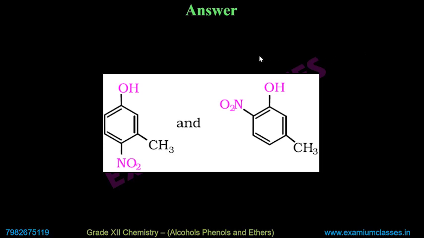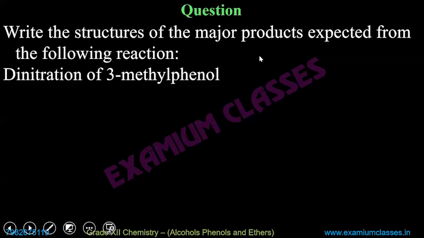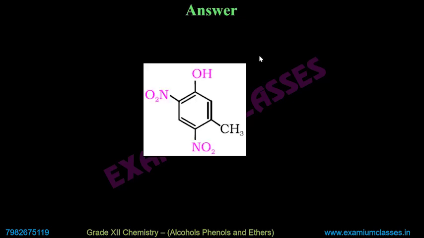It is about steric hindrance, which is similar. Next question. Write the structures of the major products expected from the following reaction: dinitration of 3-methyl phenol. It will be dinitration because methyl is already at meta position, so it will block something.